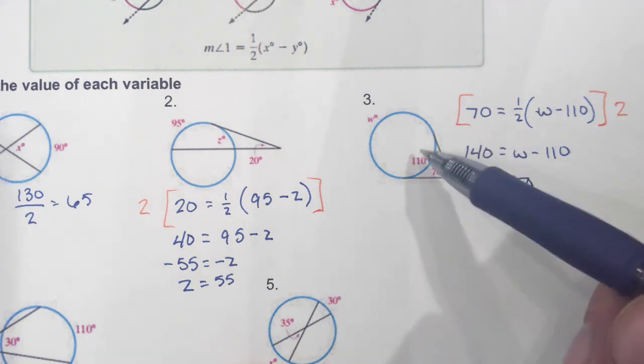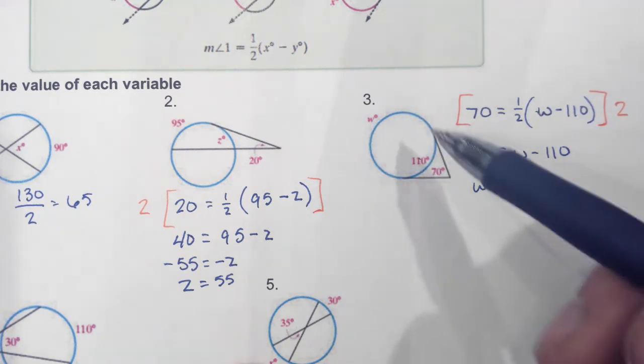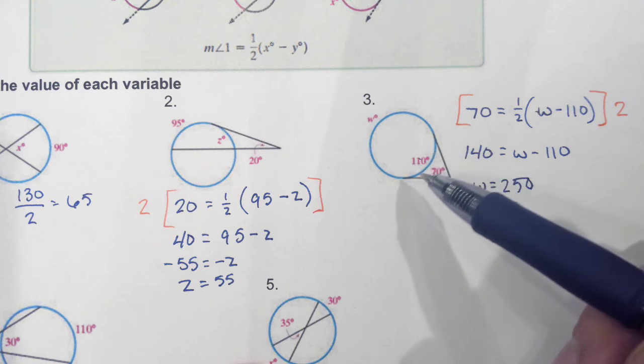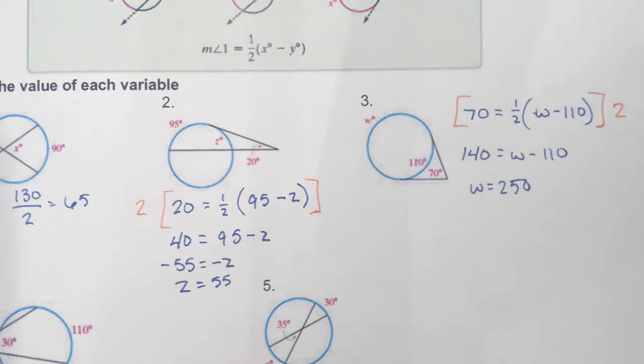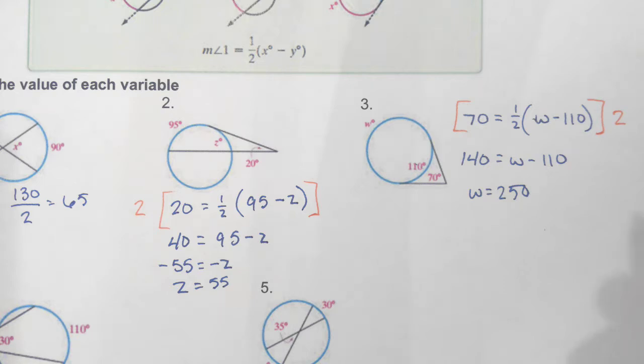And that makes obvious sense. Look at this scenario. We have a piece of an arc as 110, and then we have the whole other rest of the circle. Should be 250 because what do all of the arcs have to add up to? 360.